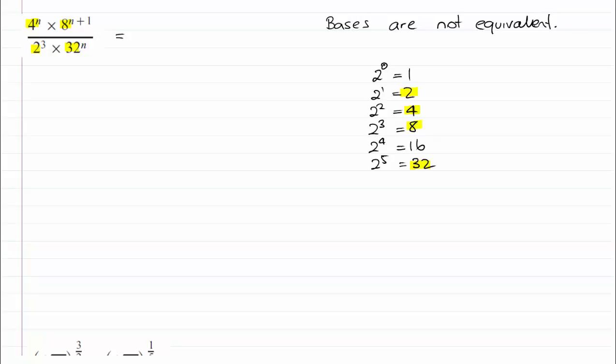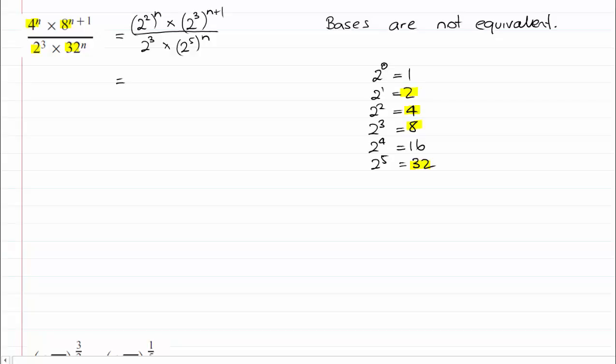If you get numbers where the bases are different, you might need to look at whether they are actually powers of a simpler base. I'm now going to convert all of my numbers into the simplest possible base, and that is base 2. So I now get 2 squared to the power of n instead of 4 to the power of n, times 2 cubed to the power of n plus 1 instead of 8 to the power of n plus 1, over 2 cubed times 2 to the power of 5 to the power of n.